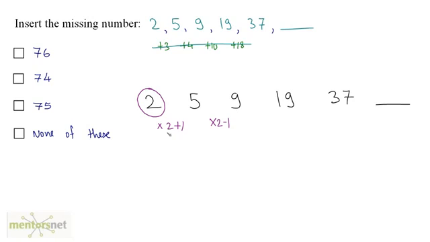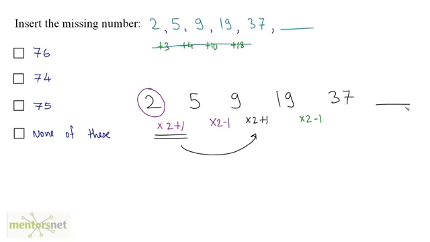Now, let's see if we can use this rule, if we place it here between 9 and 19, can we obtain 19 from 9? Well, 9 times 2 plus 1 will give you 19, right? 9 times 2 is 18, plus 1 is 19, right? So this fits in here perfectly. Then 19 times 2 minus 1 should give you 37, isn't it? 19 times 2 is 38, minus 1 is 37, right?